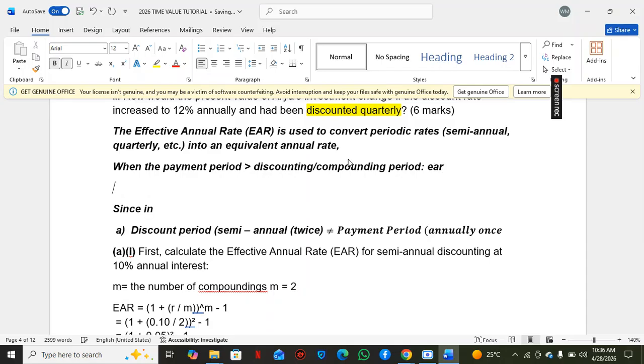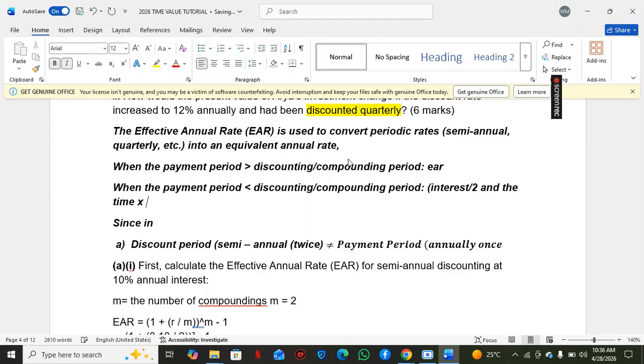Then if the payment period is lower than the discounting or compounding period, that's where you are going to divide the interest rate by 2 and the time multiplied by 2, or the periods multiplied by 2.